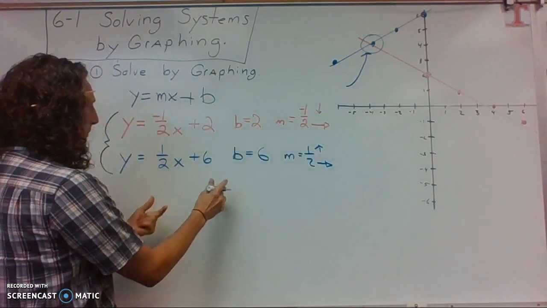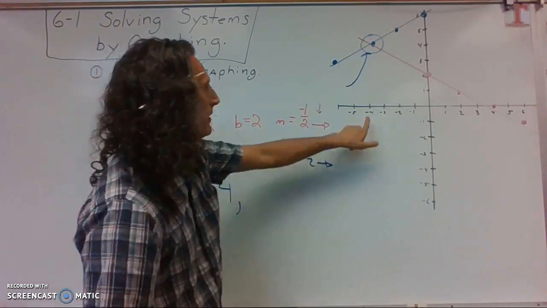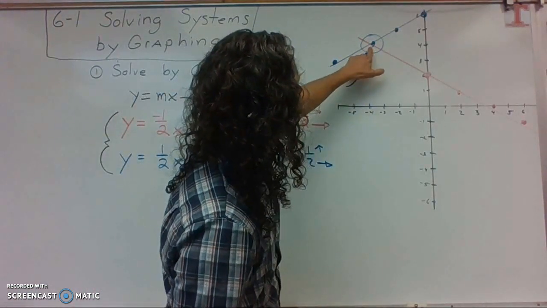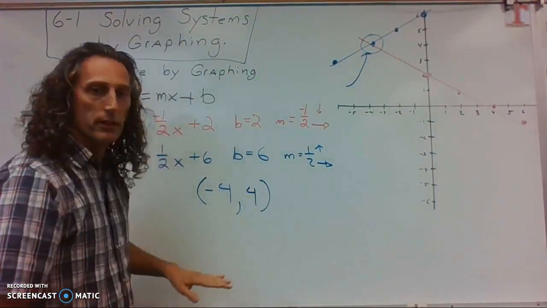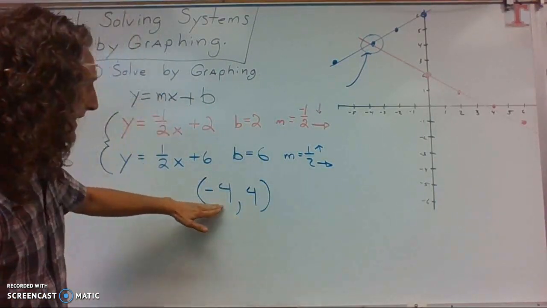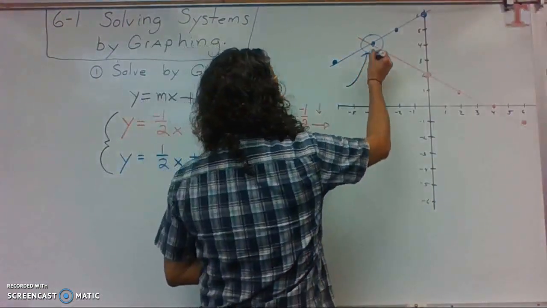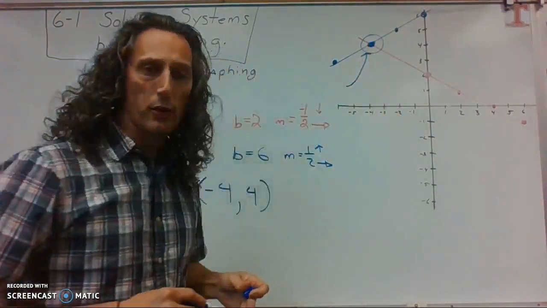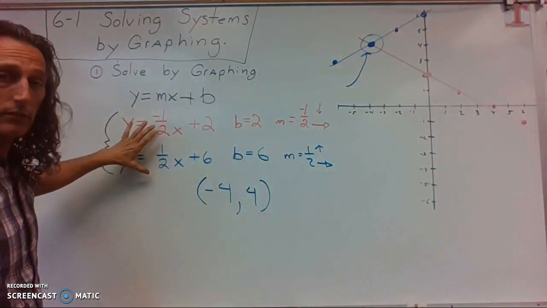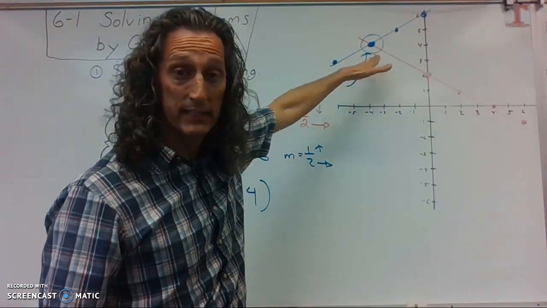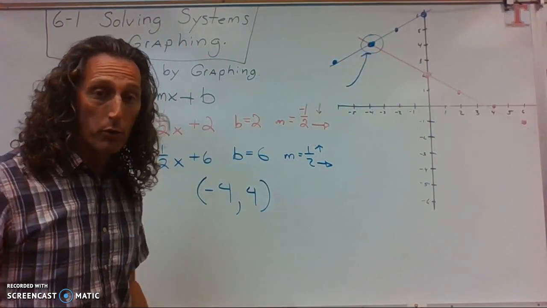So I'm going to come down here to my problem, and I'm going to put down -4 for my x, and then it looks like I'm at a +4 for the y. So the answer to this system is -4, comma 4, and it's this dot right here. Okay, so you see how we simply graph these 2 lines; where they intersect is going to be your answer. And then you write it down as an ordered pair.